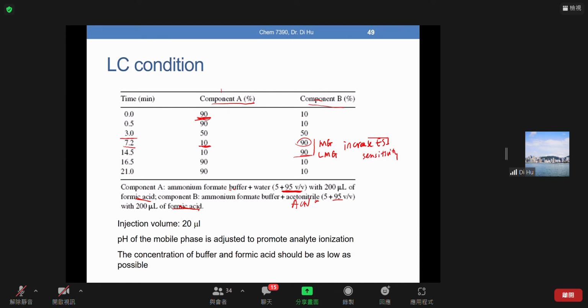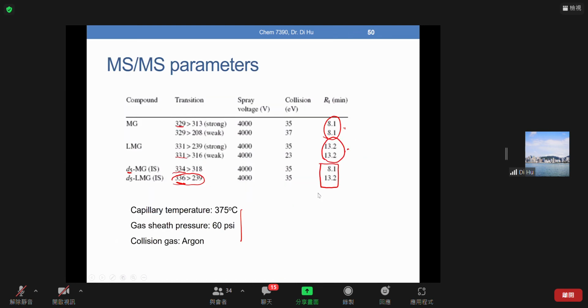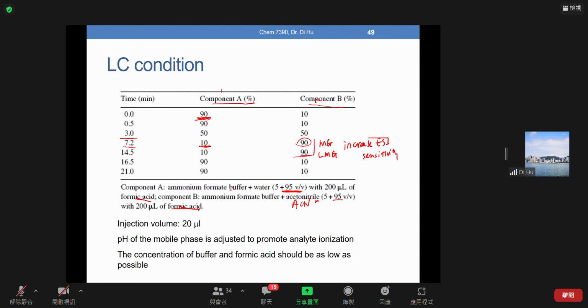So this is what it is going to do. A high fraction of organic portion can do that. Okay, and I just want to mention a little more, because we're talking about the liquid chromatography part. Probably I'm just talking about something extra.